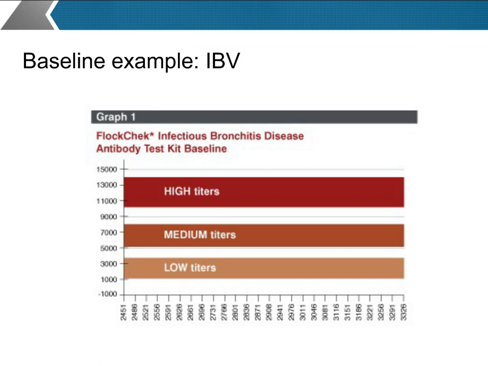The first one is for IBV. You'll notice that we have on the horizontal axis the number of a flock number here, and then on the vertical axis we have the titer value. And this is similar to what you would see in an XCheck report. We've just applied a grouping of high, medium, and low titer values to correspond with your titer values.